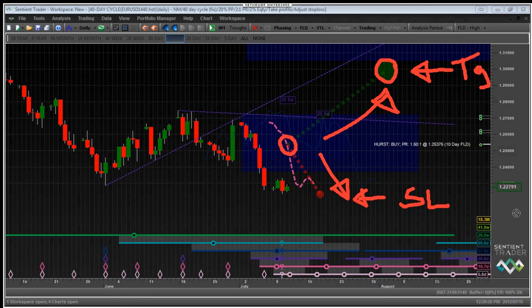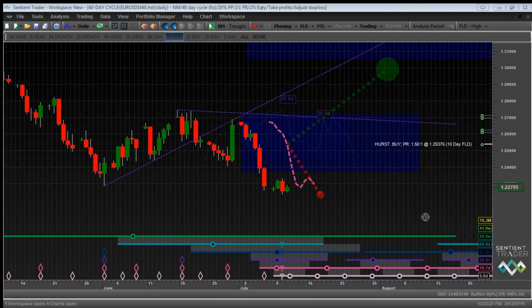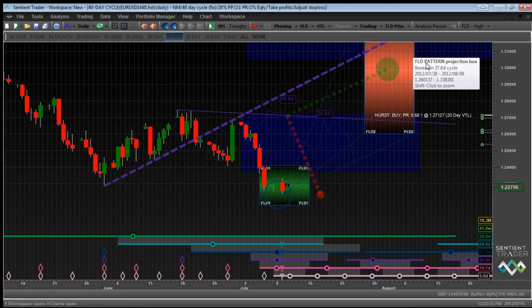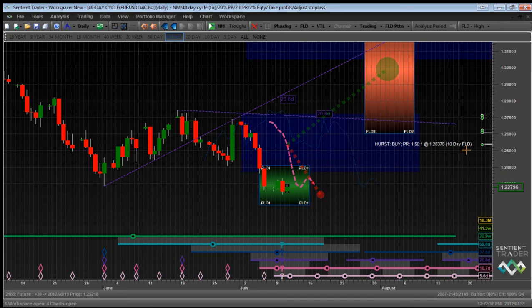Okay, and so those dumbbells represent visually on your chart what that trading opportunity is. Let me clear the screen again, and I'll pop up the FLD pattern projection boxes. There we go. And as you can see, the calculation for the stop loss, or at least for the target, is based entirely on that pattern projection box. Okay, so you can see all the visual elements fit together.